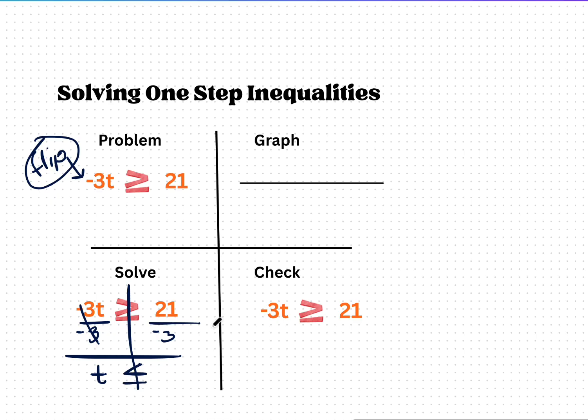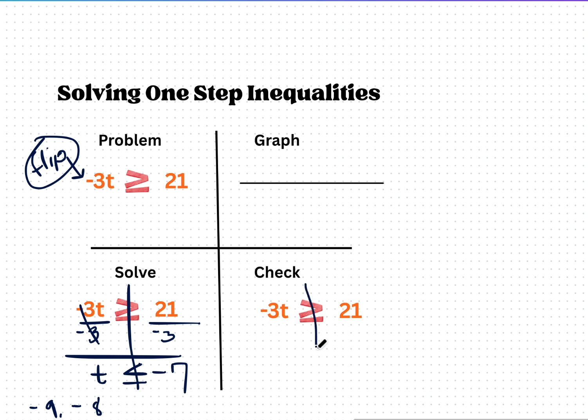And then I'm going to solve the right side. 21 divided by -3 is -7. So whatever number I choose to use to check my answer, it has to be less than or equal to -7. So I can use -8, -9, -10. So I'm going to pick one of those numbers to check my answer.